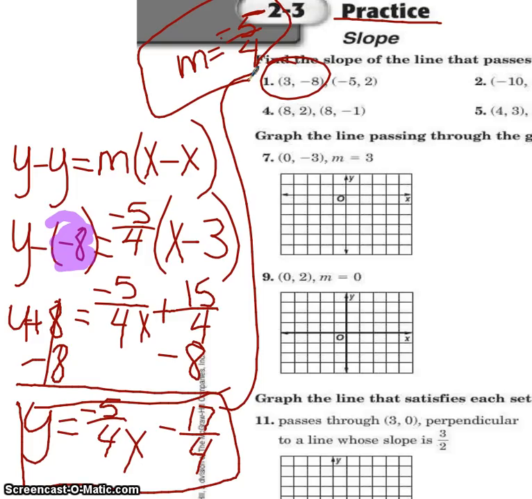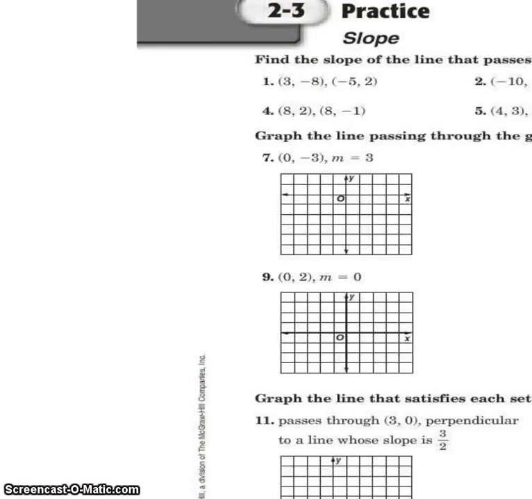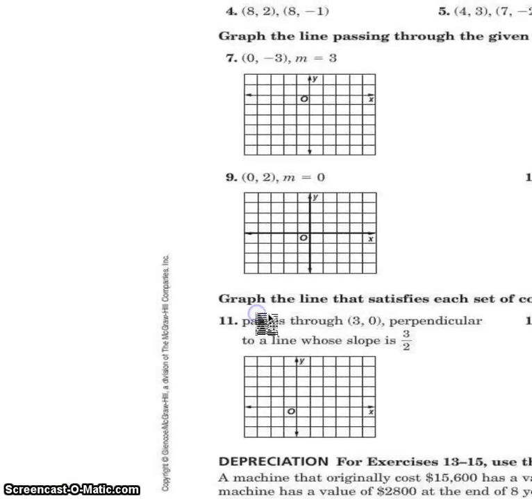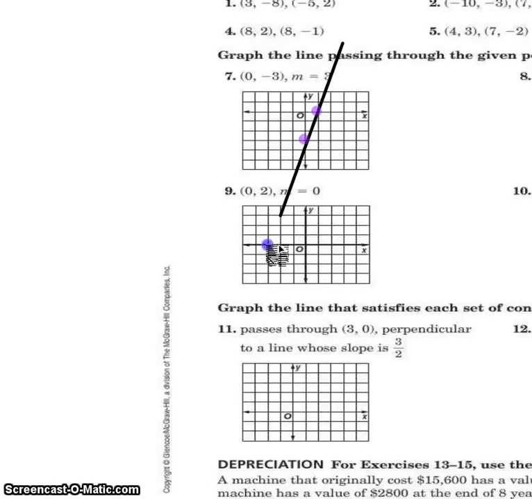So let's look at number 7 now. Let's look at number 7. So for number 7, I see that my starting point, because it gives me the 0, is 0, negative 3, correct? So I have a starting point right here. And then what's my slope? 3. So that means I got to rise 3 and run 1. So I'm going to have a line connecting through those two dots. Any questions over that?